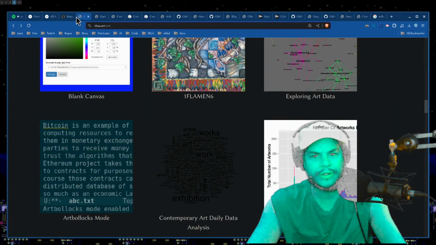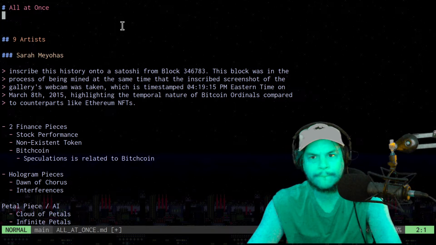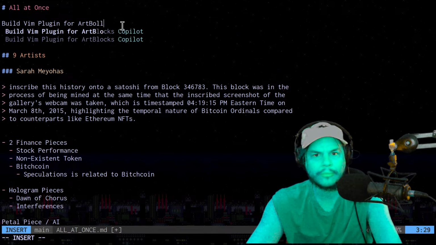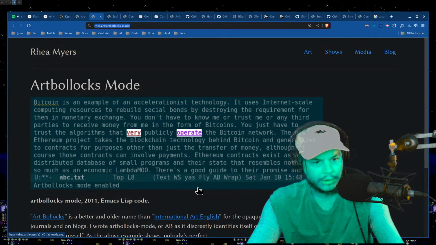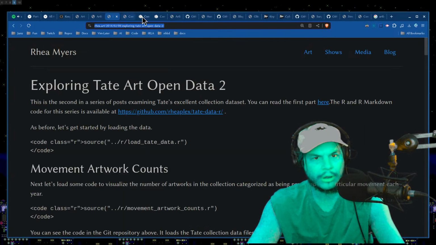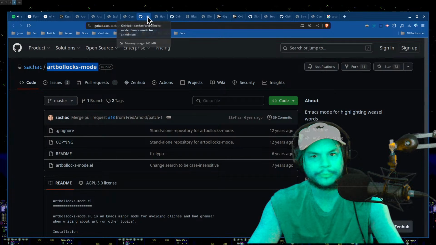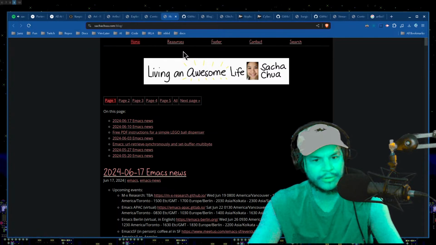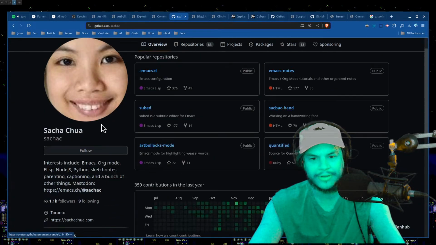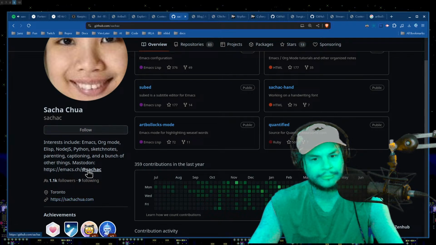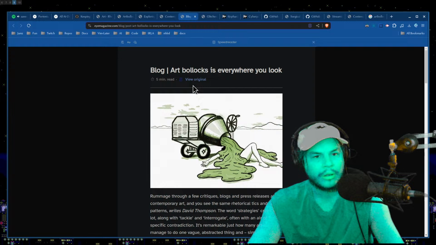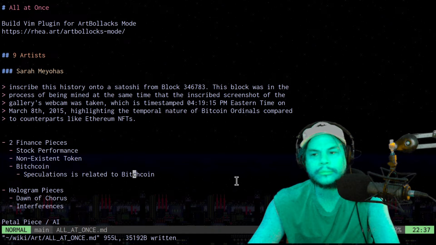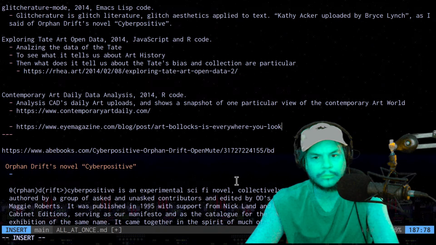Where did I lose? I lost it. I lost it. Too many links. Build Vim plugin for Artbollocks. New Vim plugin. And so if we actually go to Artbollocks, see, I'm getting too many things open. Oh, nice. Emacs news. She's an Emacs person, not an art person. Is that true? Emacs. Emacs. Love it. Artbollocks is everywhere you look. Love it. This seems like a nice little detour. Oh, bollocks.